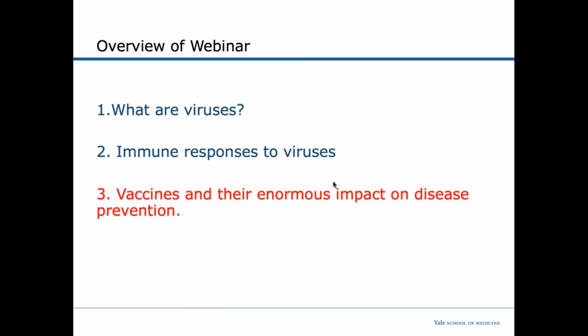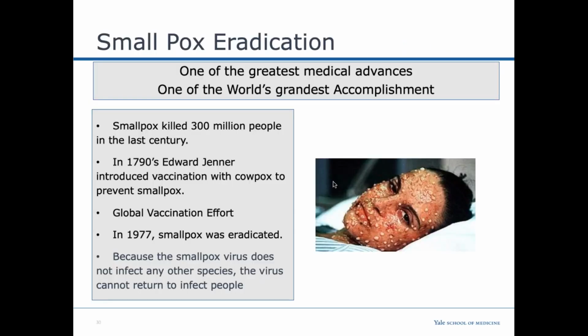So how does this information relate to vaccines? First, I want to say that one of the greatest medical advances has been the development of the smallpox vaccine and our ability to eradicate it. So last century, smallpox killed 300 million people. In the 1790s, Edward Jenner introduced vaccination with cowpox to prevent smallpox.